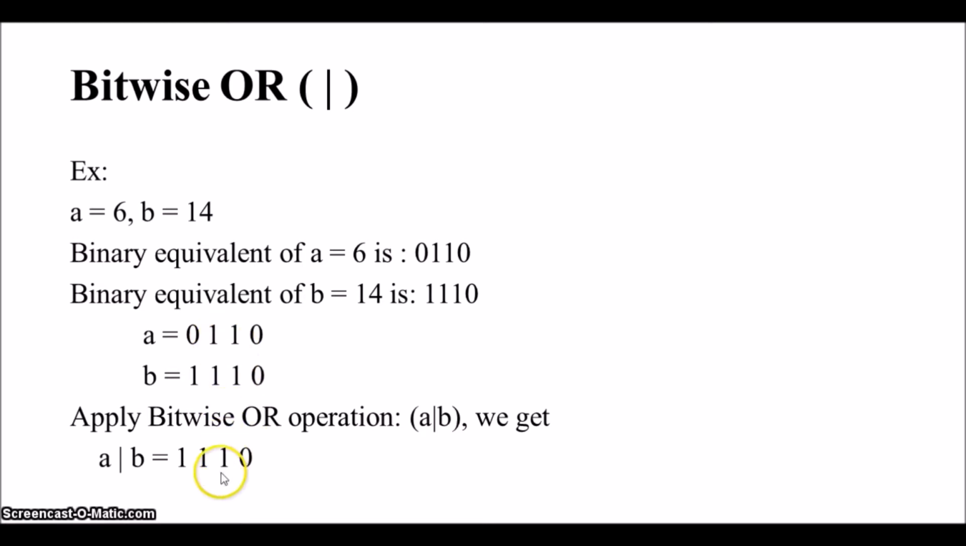1 or 1, the answer is 1. 1 or 1, again the answer is 1. 0 or 1. With the truth table of bitwise OR, we have seen that if any one bit is 1, the result of a bitwise OR is 1. So 0 or 1 is 1. Again convert it back to decimal form. This is equivalent to 14. So when you perform A bitwise OR B, the result will be 14.